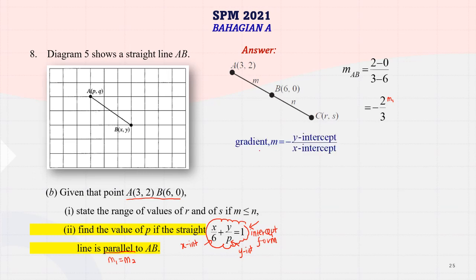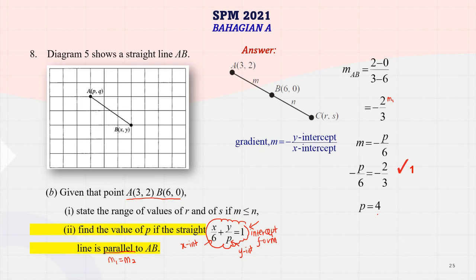So M2 now. For the straight line in intercept form, to find the gradient, it is negative Y-intercept over X-intercept. Might be this is another new formula to find the gradient instead of using Y2 minus Y1 over X2 minus X1. So from here we get negative P, because the Y-intercept is P, over 6. And this is equal to the above, right? So negative P over 6 is equals to negative 2 over 3. From here we can find the value of P, which is 4. Okay, P is equals to 4. So please answer these questions.